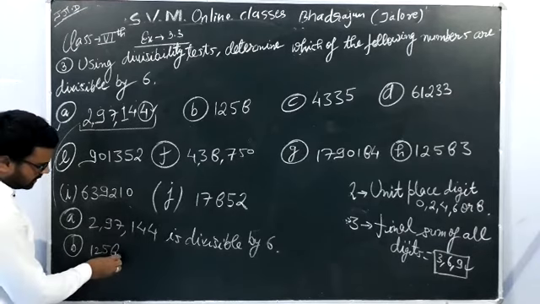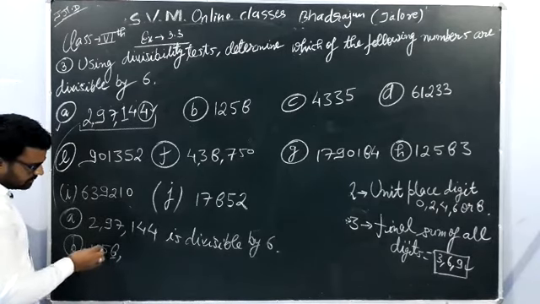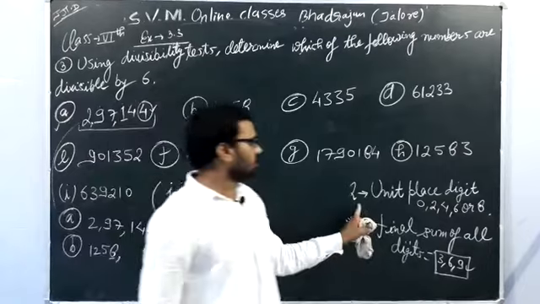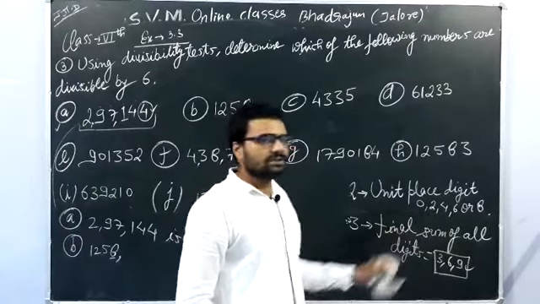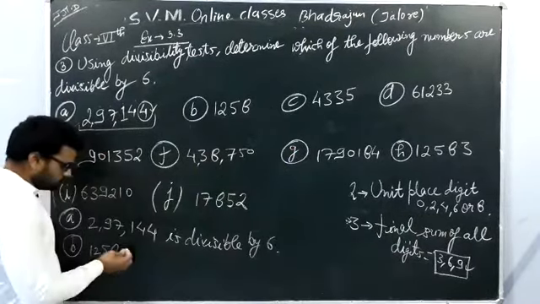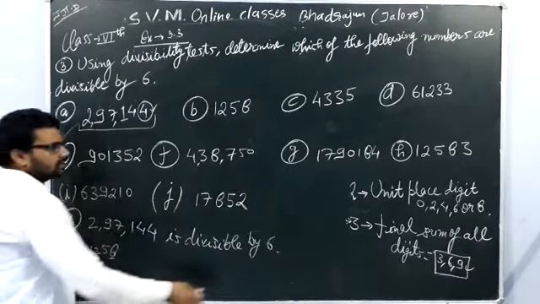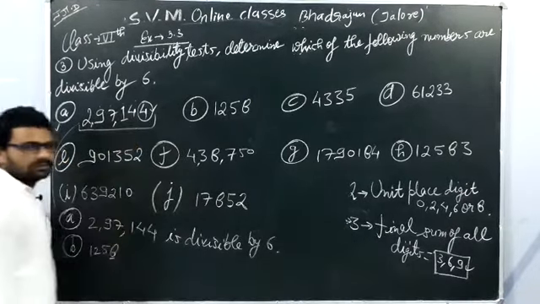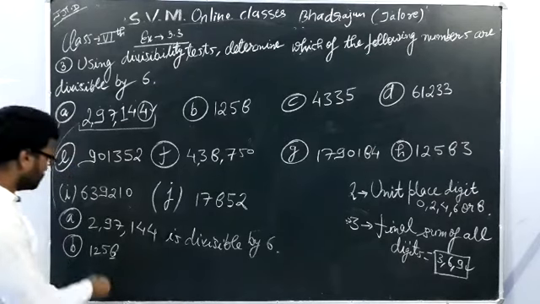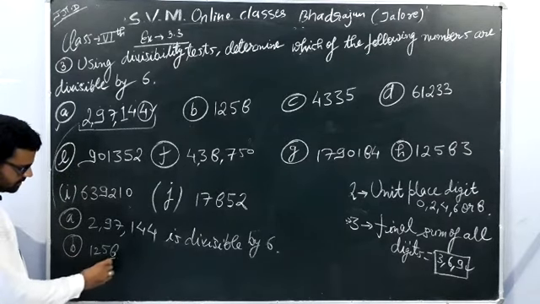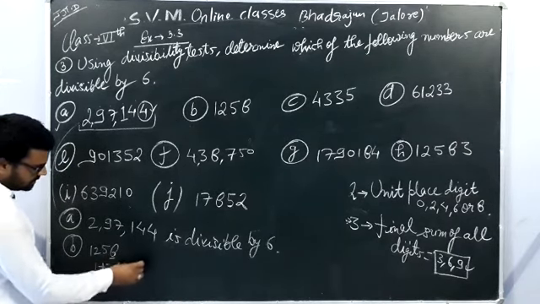Here we are seeing our unit place digit is 8, which is coming in the criteria of 2. Hence this number is divisible by 2. Now we will check whether the number is divisible by 3 or not. So we have to add all the digits: 1 plus 2 plus 5 plus 8.